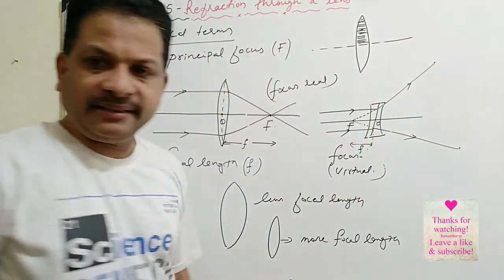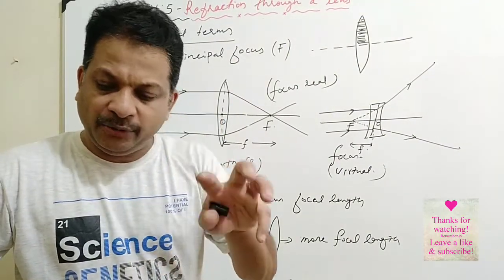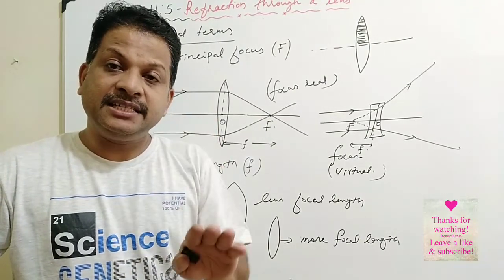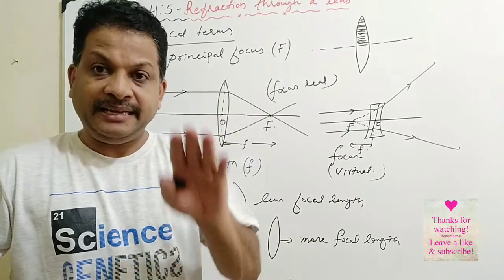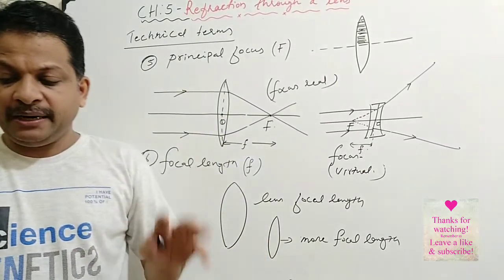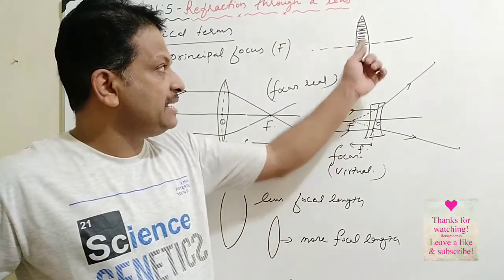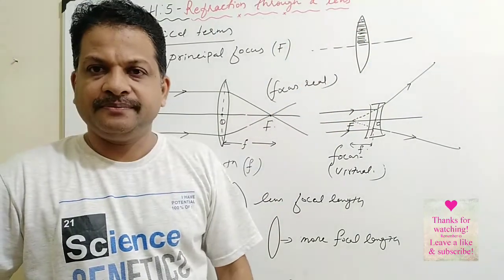Clear? The focal length remains unchanged, but only the amount of light entering the lens decreases, and as a result, the intensity of the image formed by the lens will be a little fainter. The brightness of the image will be affected, but the position, size and nature of the image formed by the lens will remain unchanged. It doesn't change. Clear?